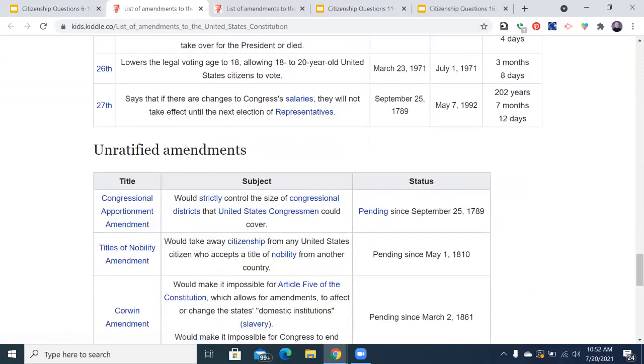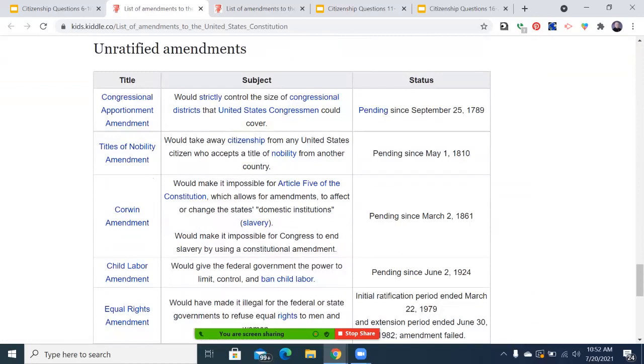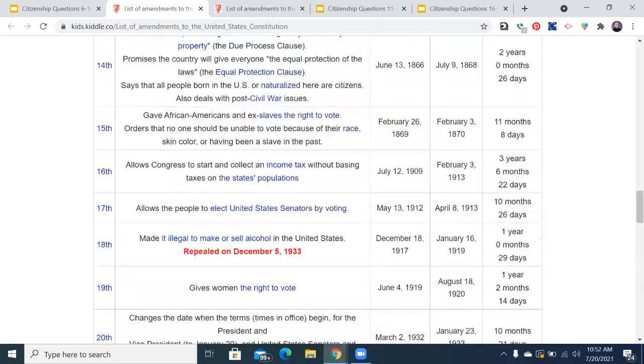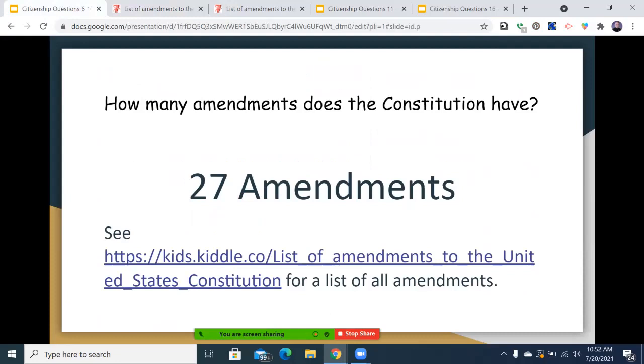I do point out our 27th Amendment took 202 years to actually be ratified. It was proposed around the same time as the original Bill of Rights. So you have the 1st through the 10th and number 27. And then there are some other unratified amendments placed in here as well. Moving forward, number 27.